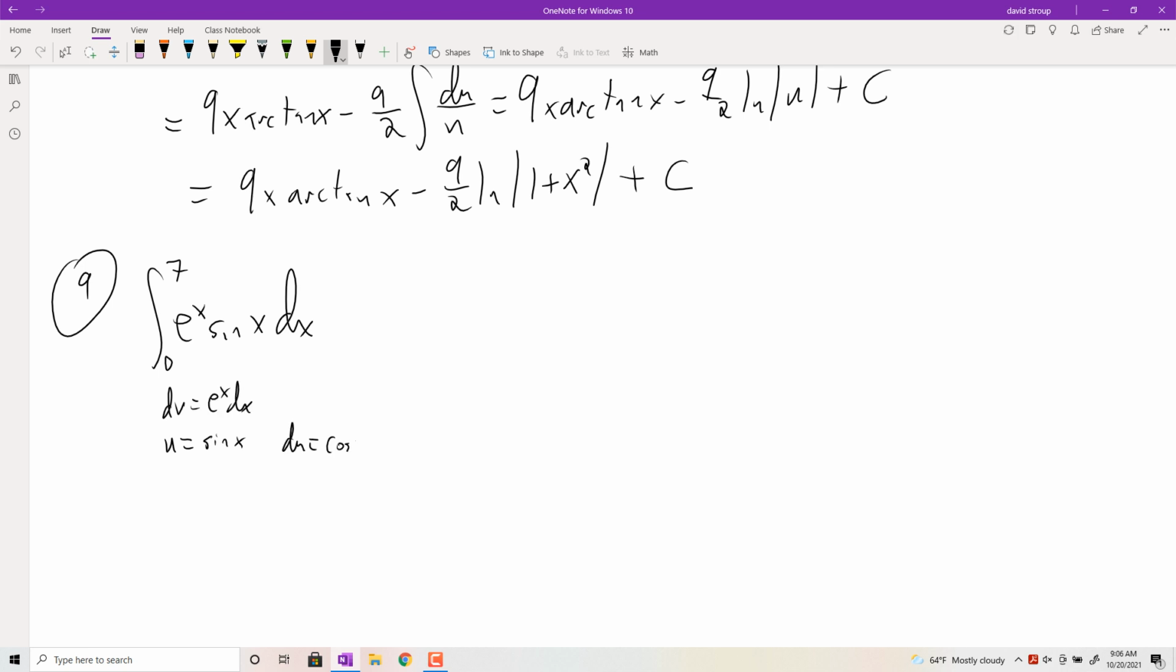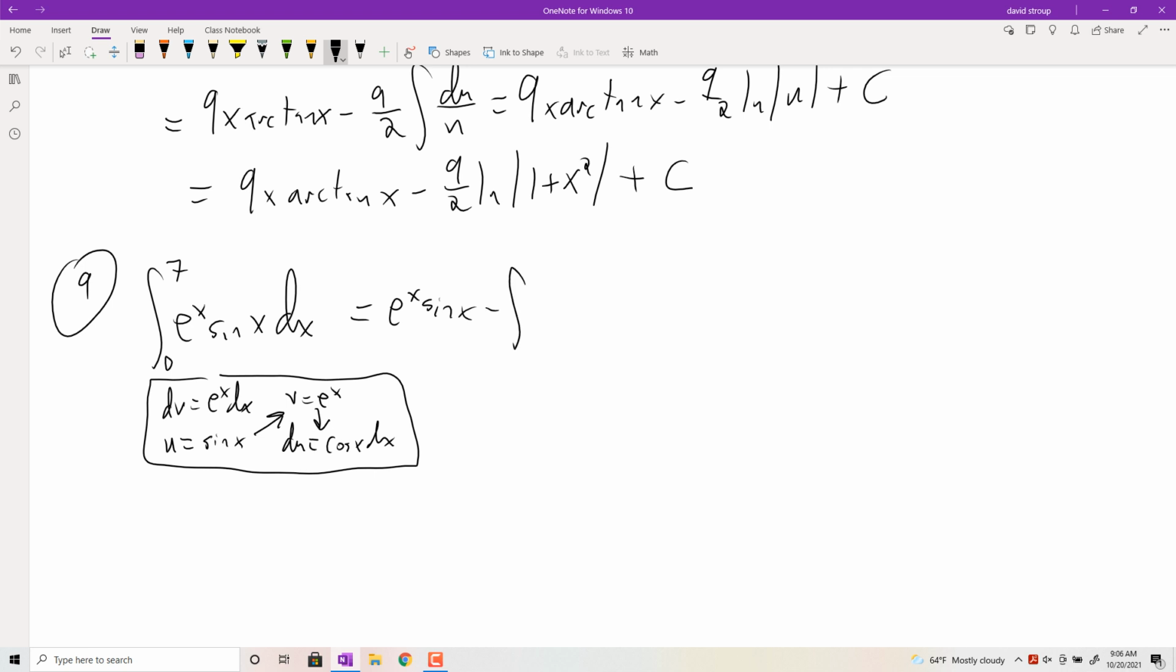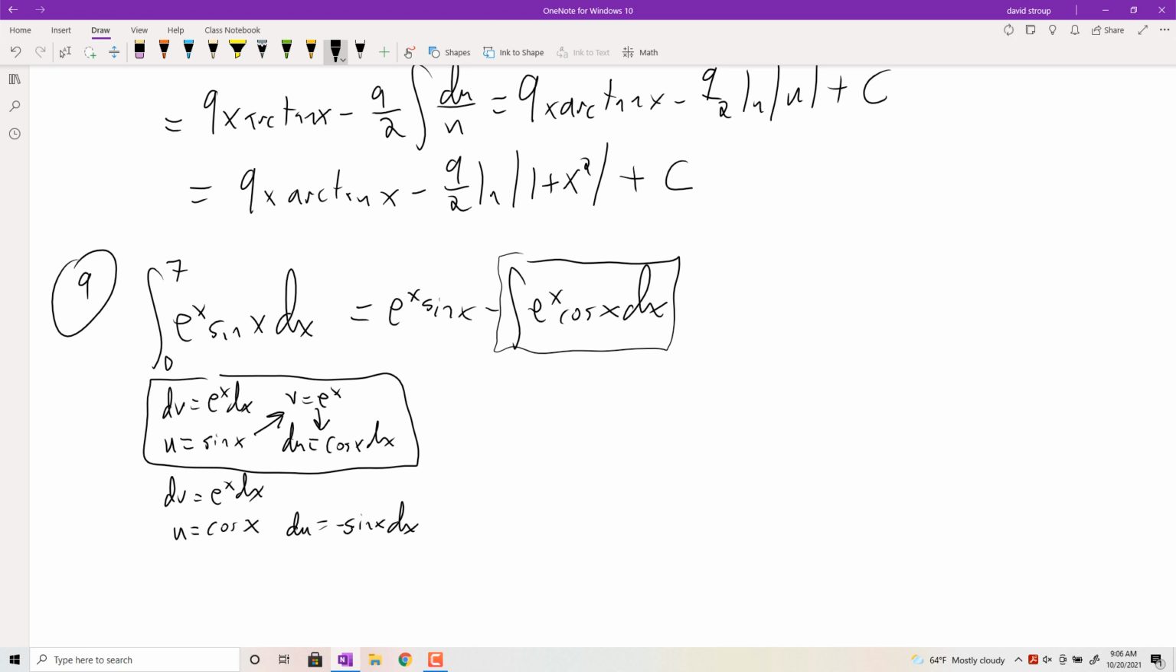du is going to be cosine x dx, and then v will just be e to the x. Okay, so this is going to be e to the x sine x minus the integral of e to the x cosine x dx. And then I've got to do my parts again on this one. So again, LIATE says trig before exponential. So du will be negative sine x dx, and then v will be e to the x.